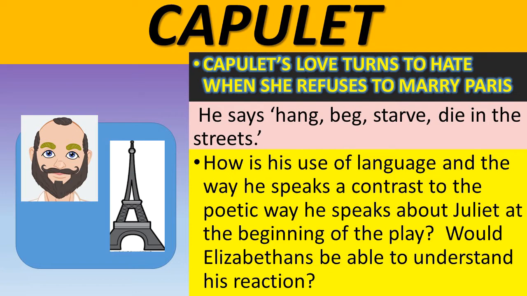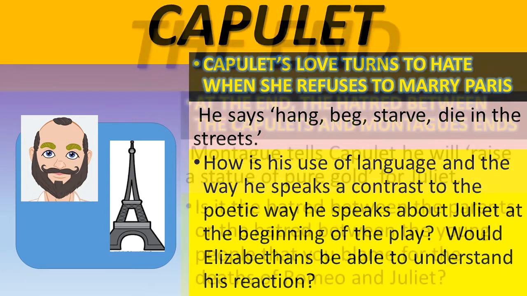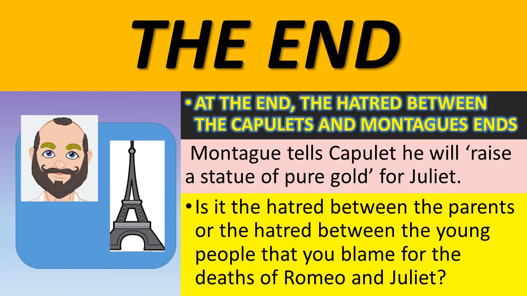Okay, you've had about 5 minutes to write that paragraph. We're now heading towards the end of the play and the end of our essay. So here's the point that we're going to make at the start of this final paragraph. At the end, the hatred between the Capulets and the Montagues ends. Montague tells Capulet he will raise a statue of pure gold for Juliet.